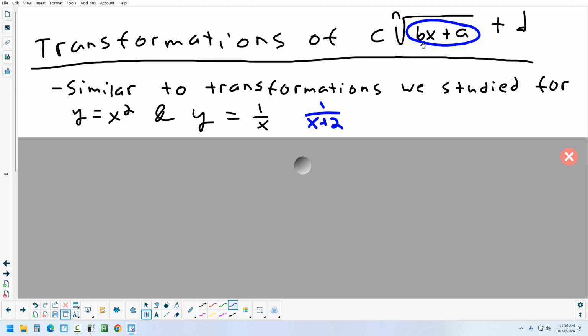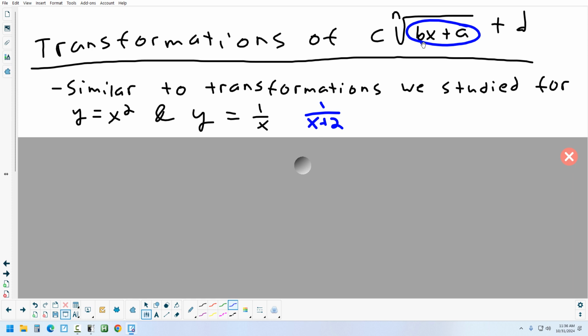A and B are backwards. If you have a plus A, which way is your graph going to move? Yep, to the left. Minus A would move it to the right.